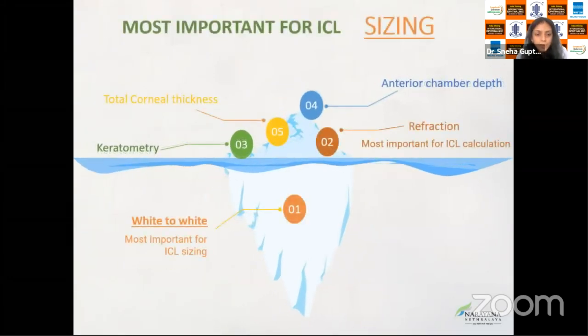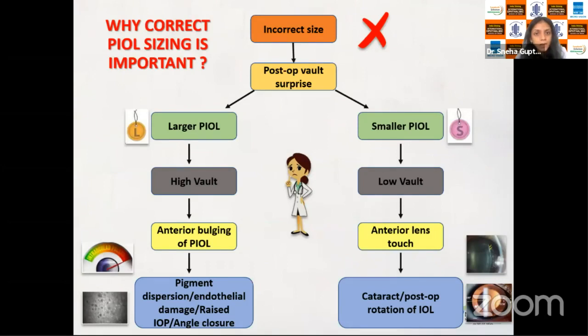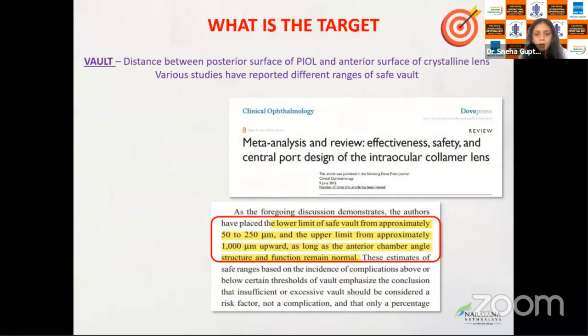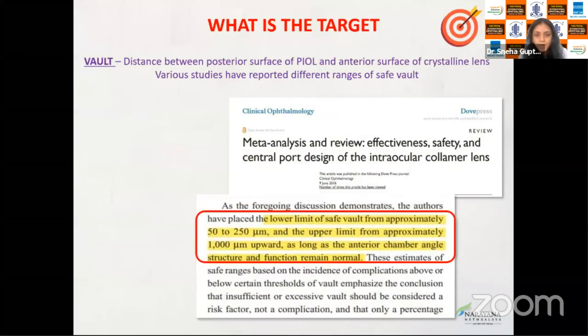White to white is an important parameter which is required for sizing, because incorrect and inappropriate size might result in post-op vault surprise: larger vault, higher vault causing pigment dispersion and endothelial damage, and smaller vault, lower vault causing cataract and post-op IOL rotation. So the targeted vault is 250 to 750.